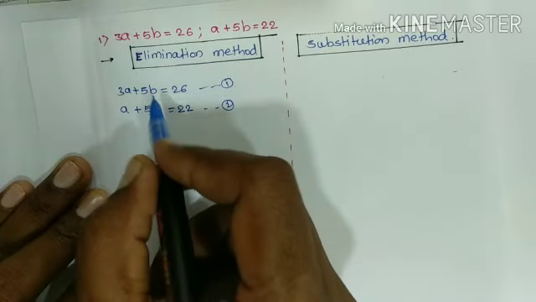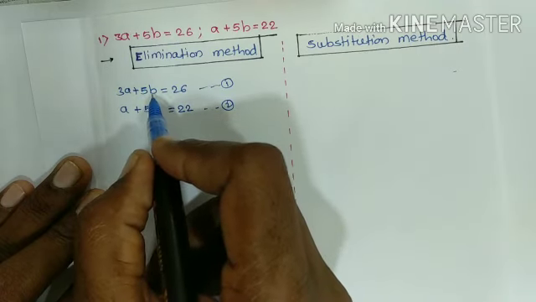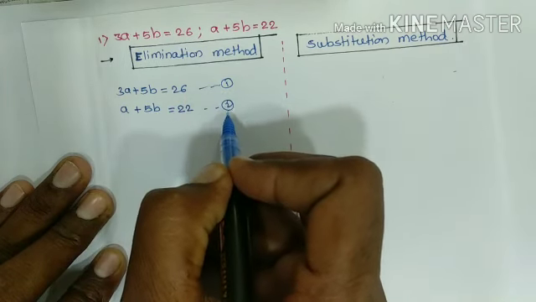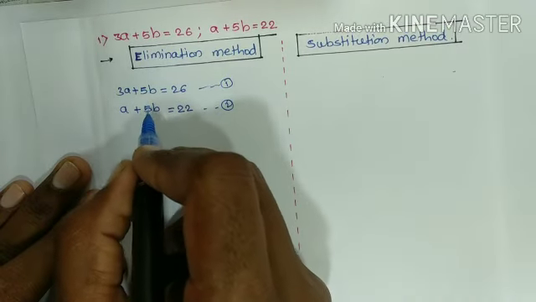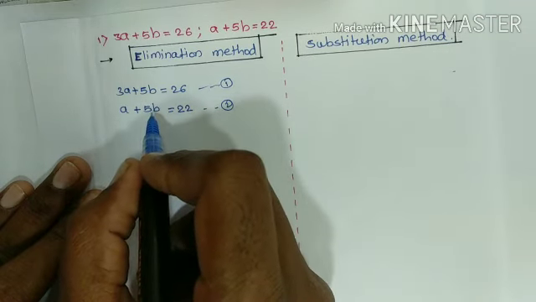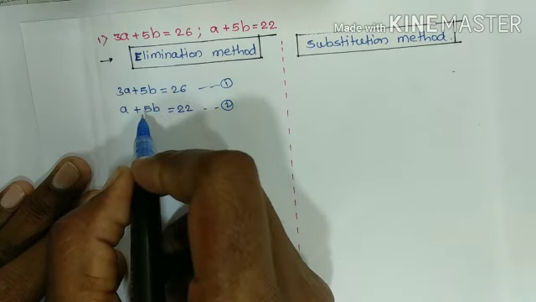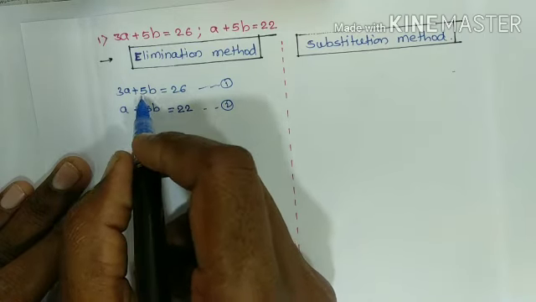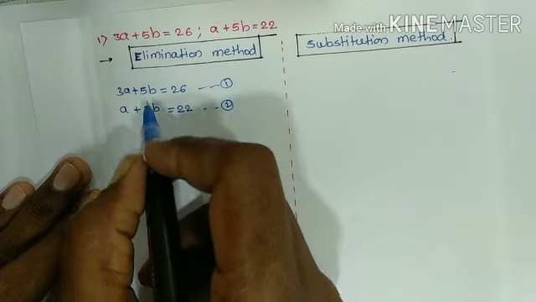Here, when you observe these equations, the coefficients of the variable b are the same in both equations, first and second. That's why here we need not equate the coefficients of any of the variables. Now to eliminate this variable b, the signs of these two terms must be opposite. That's why to eliminate this variable, we subtract one equation from another.